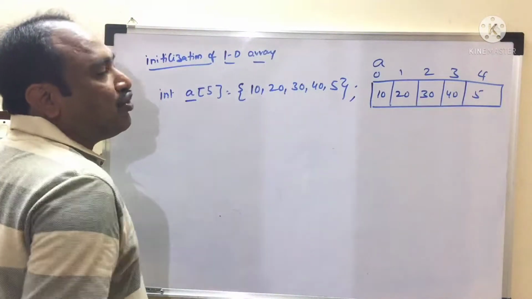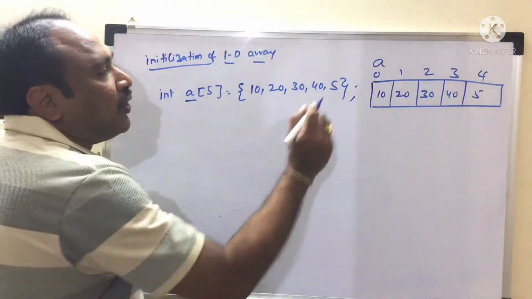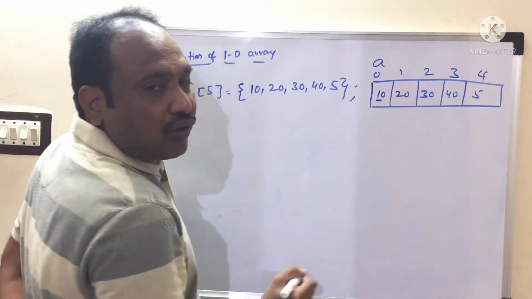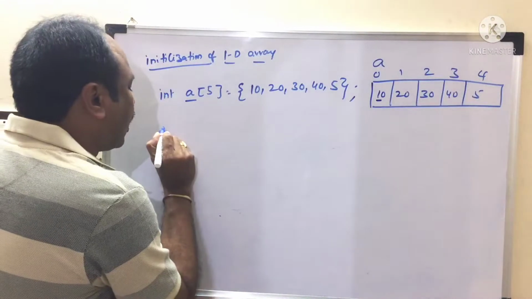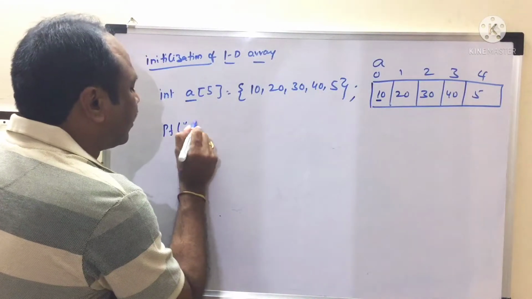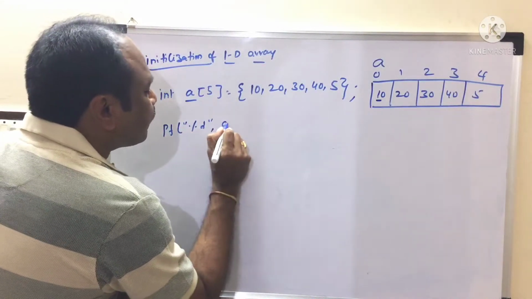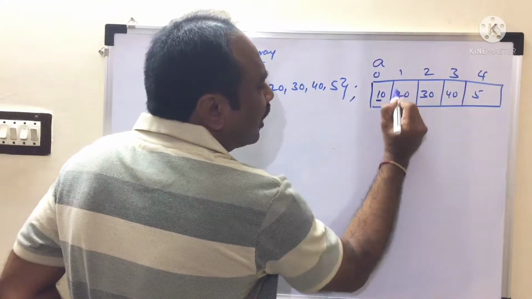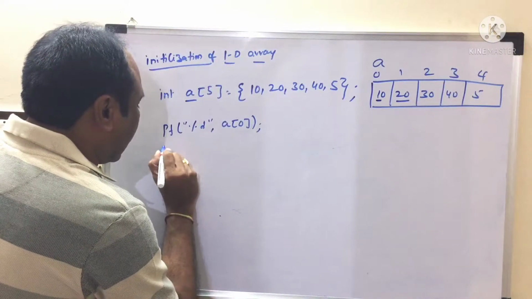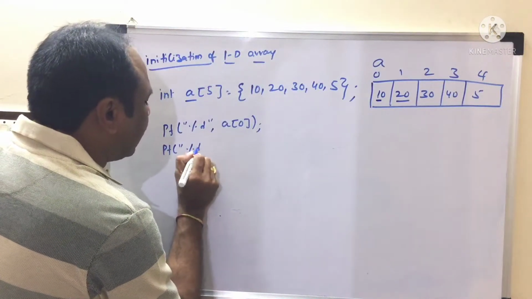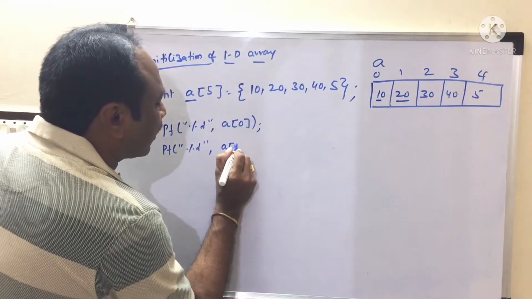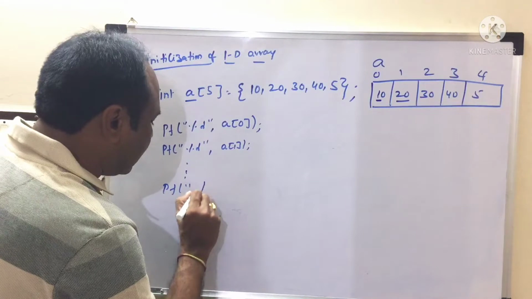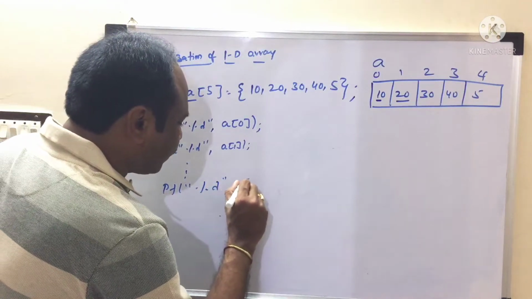Now we have to print these values. Sir, how to print these values? Under the name A of 0, what is there? 10. 10 is what value? Integer value. Normally we have to write printf("%d", a[0]). You can write like this. Under the name A of 1, what is stored? 20. I can write printf("%d", a[1]). I can write like that. printf("%d", a[4]) we can write.